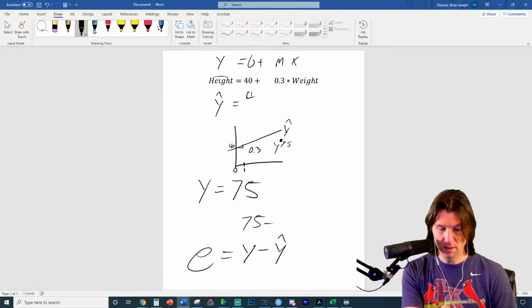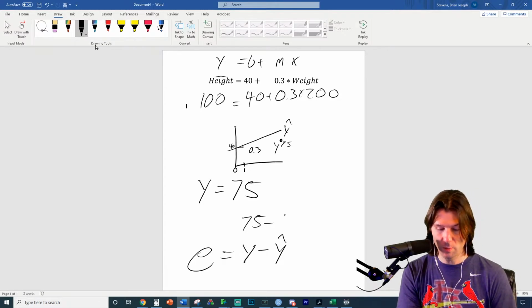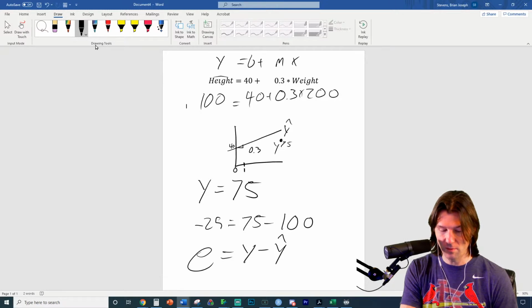We're going to go 40 plus 0.3 times 200 to make the math easy. And that should give us 100. This formula is ridiculous. So now we have 100 as the predicted value. So we predicted Brian would be 100 inches tall, like one of the tallest people ever. And Brian's actually 75 inches tall, so his residual is negative 25.